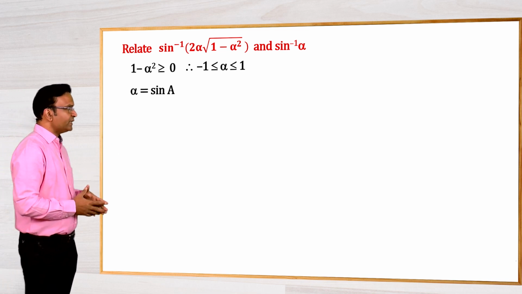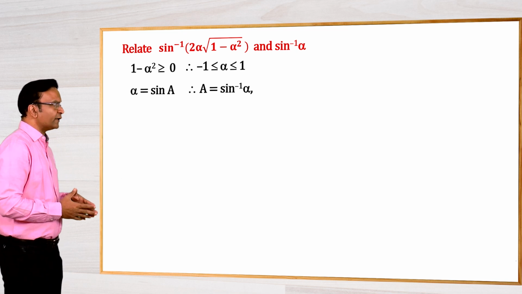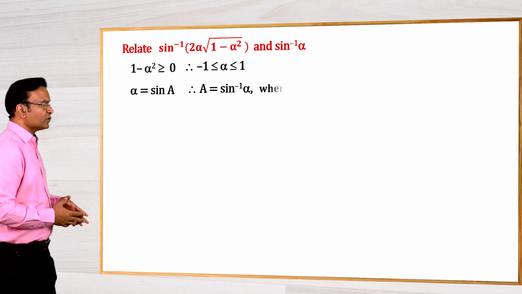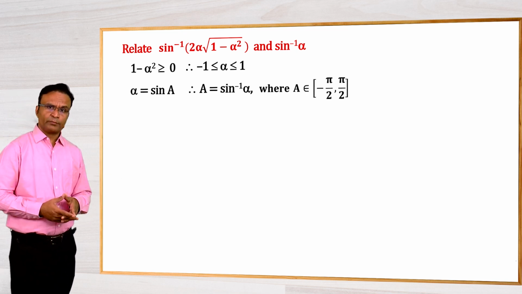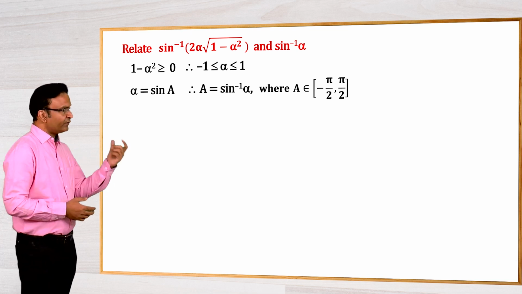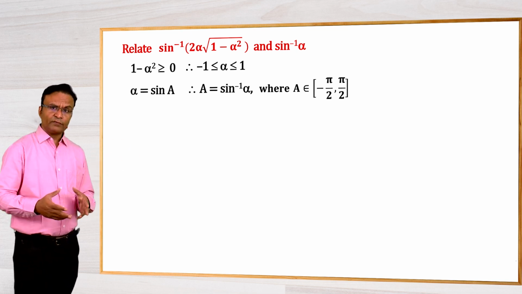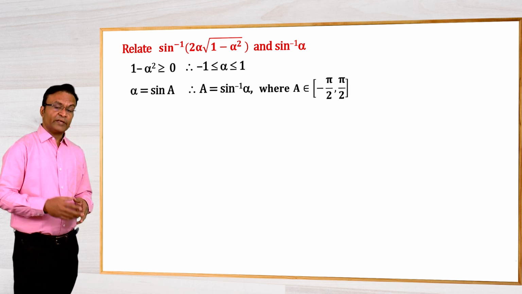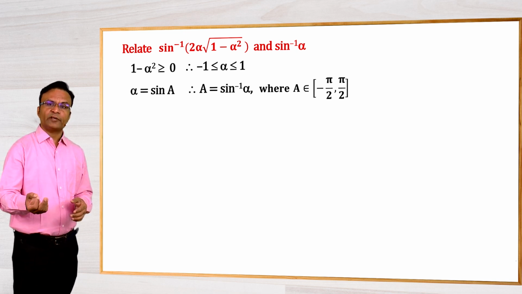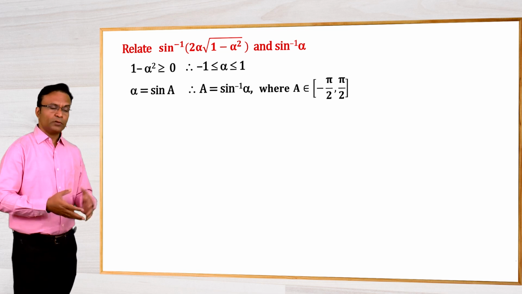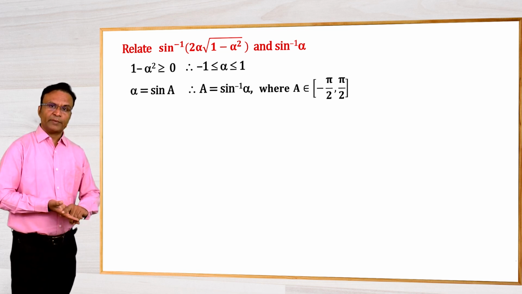That means a is equal to sin inverse alpha where a belongs to minus pi by 2 to pi by 2, because we have here inverse function sin inverse alpha. That means we will be considering only principal values. That means a belongs to minus pi by 2 to pi by 2.